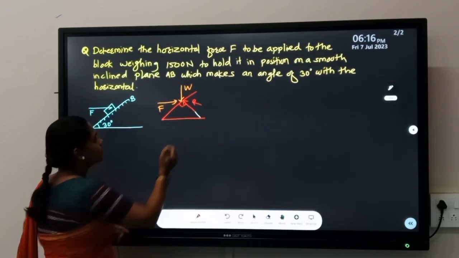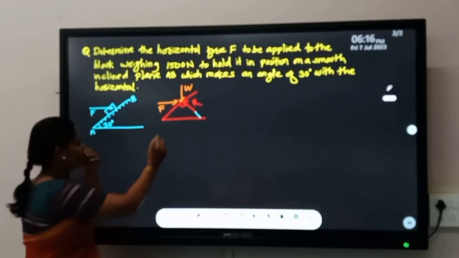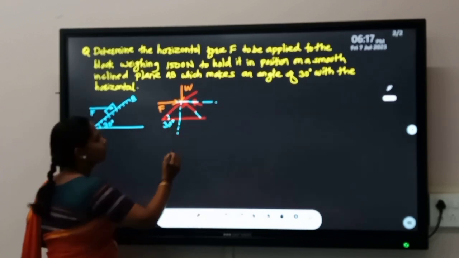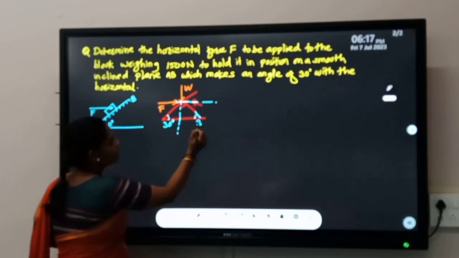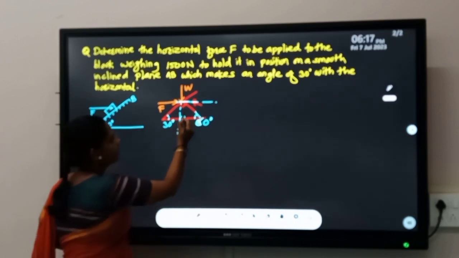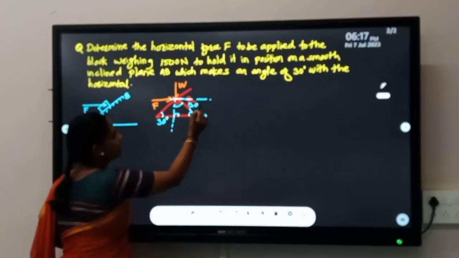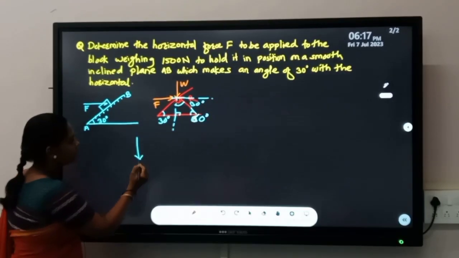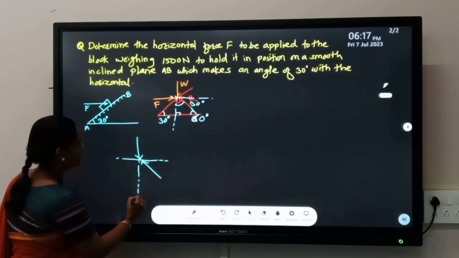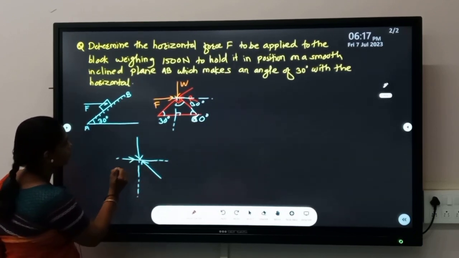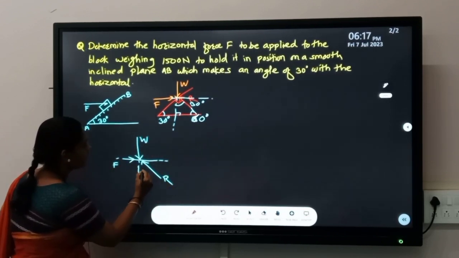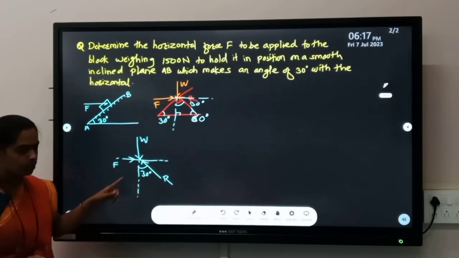Now the angle between this reaction and the floor is 90 degree, but this angle is given 30 degree. So this angle is obviously 60 degree. As this angle is 60 degree and this is 90, this angle becomes 30 degree. That's why the diagram becomes like this. This force F, W, and this is R, and these are making an angle of 30 degree with respect to the y-axis.